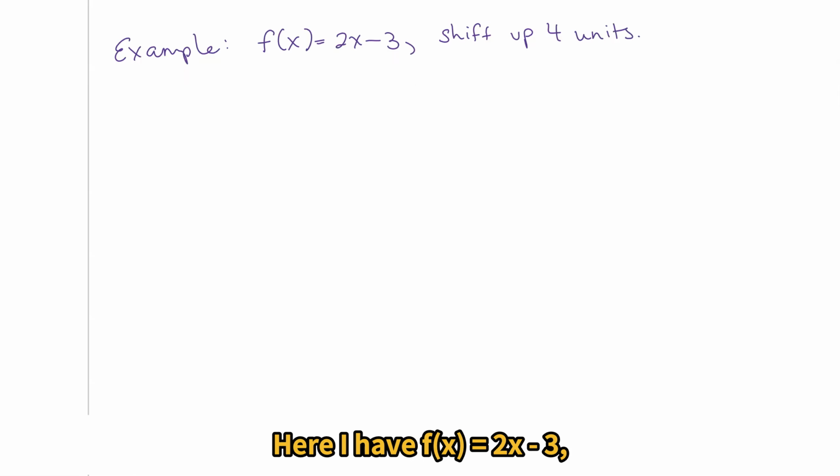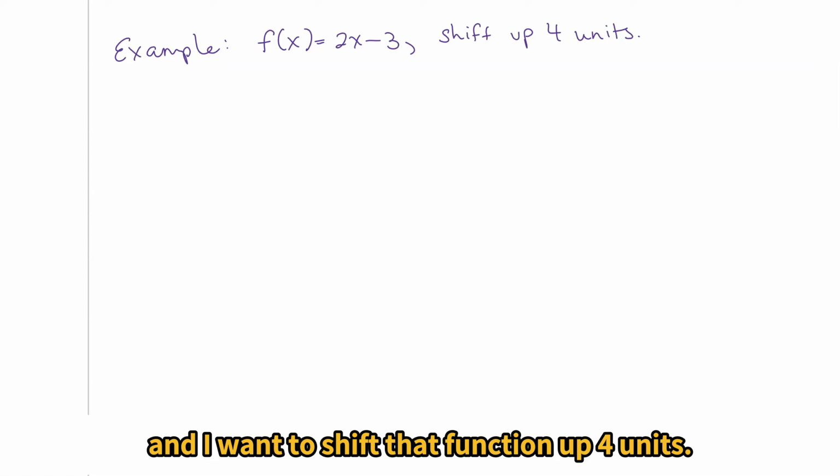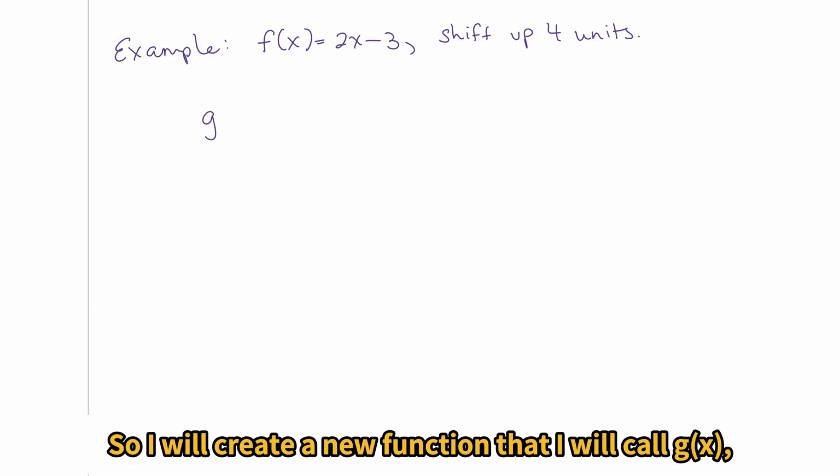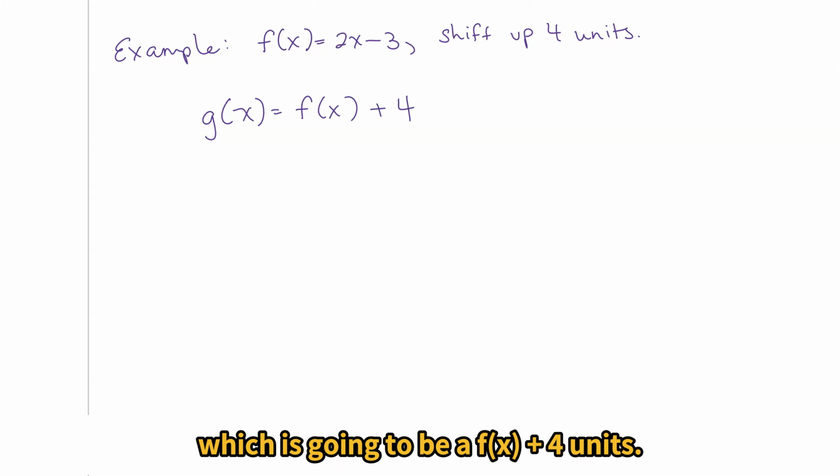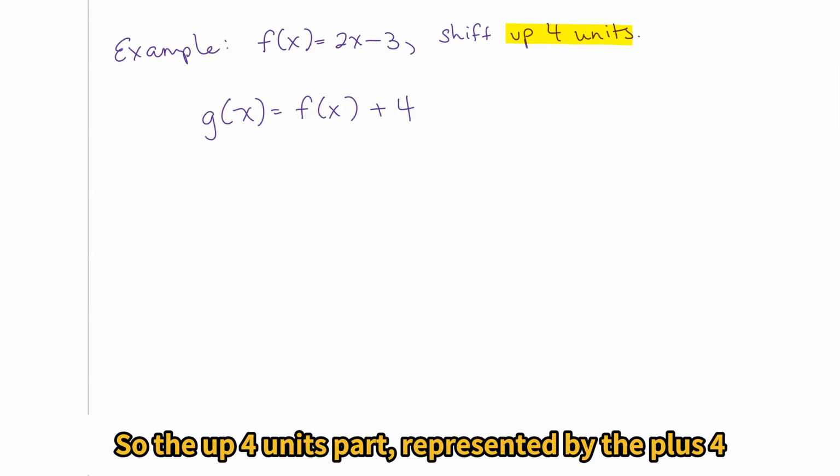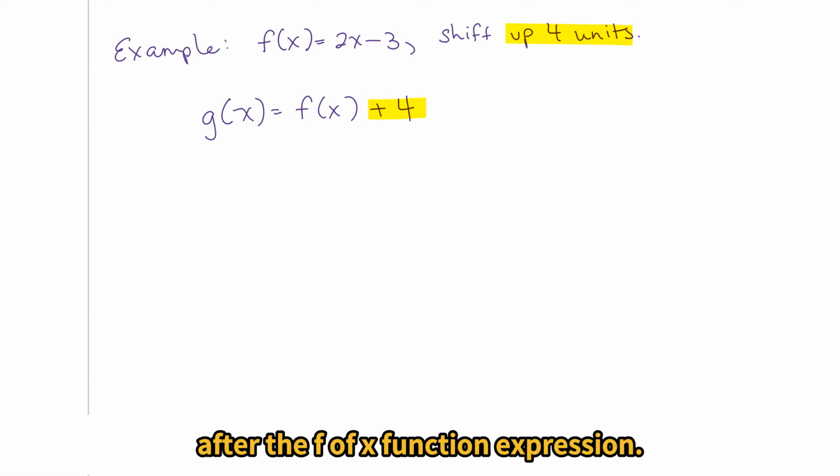Here I have f of x equals 2x minus 3, and I want to shift that function up 4 units. So I will create a new function that I will call g of x, which is going to be f of x plus 4 units. So the up 4 units part is represented by the plus 4 after the f of x function expression.